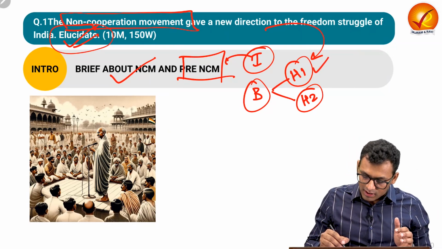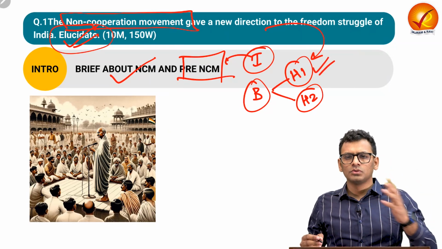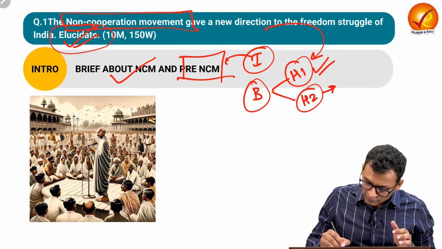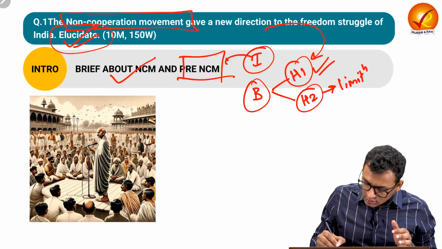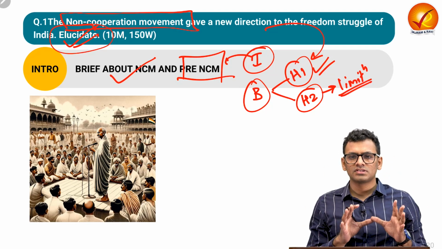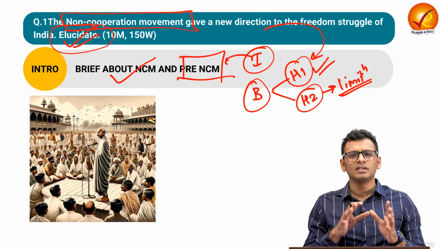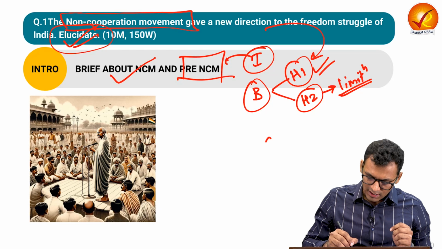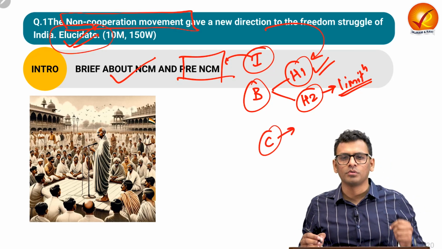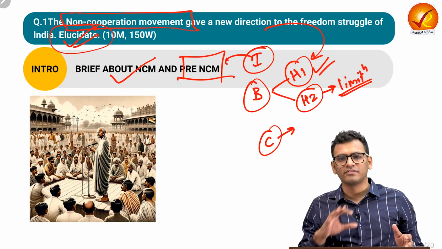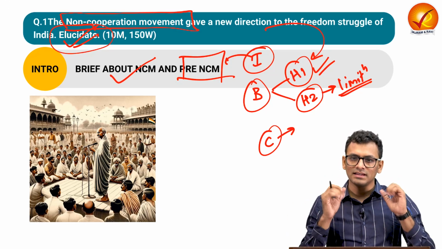Firstly, you can expand the heading 1 in a way that you give out around 8 to 10 points, or you can give certain kind of limitations in brief so that you give a very holistic picture of how exactly non-cooperation movement led to a certain directional change for the freedom struggle. And lastly, in the conclusion, we will talk about the significance or the impact of the non-cooperation movement for the entire freedom struggle. So let us start with the introduction.